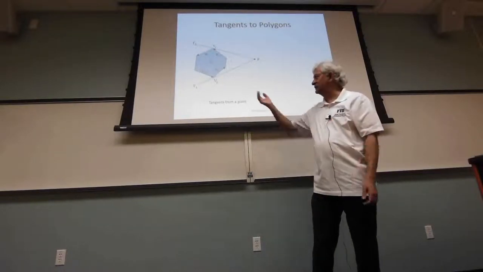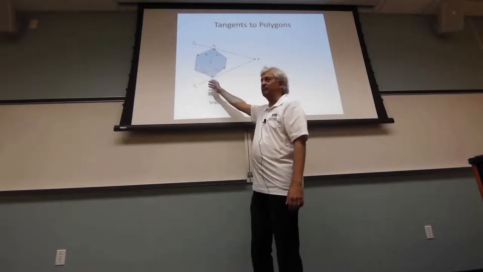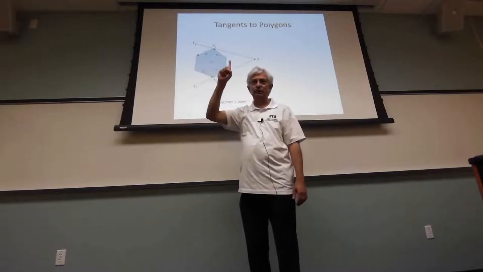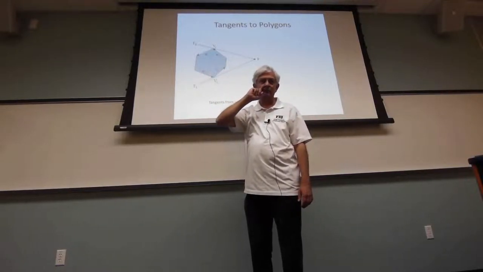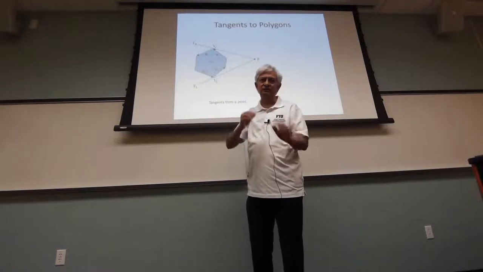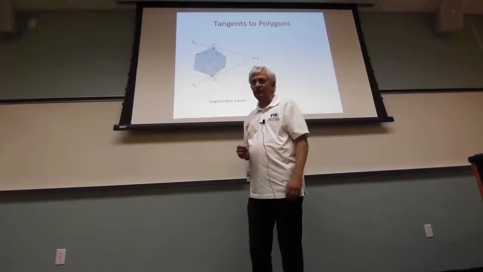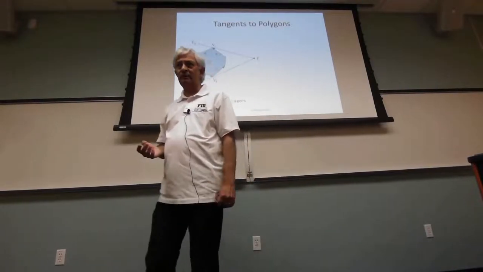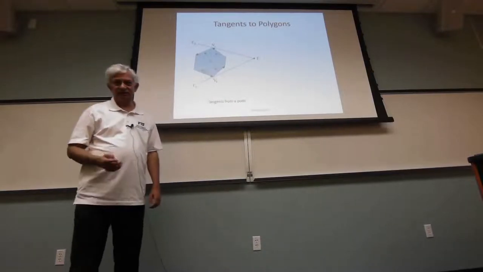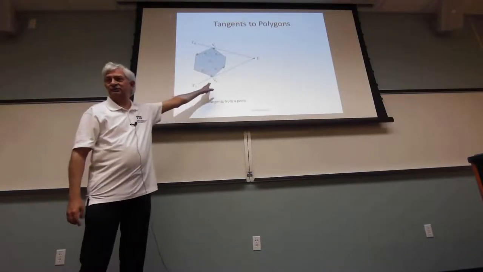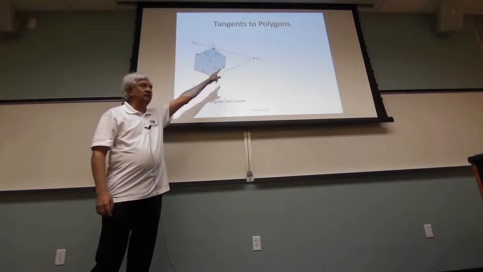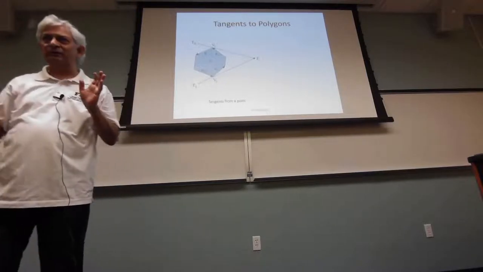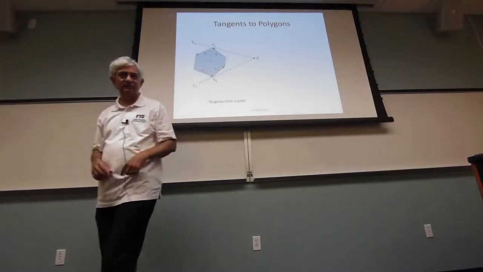What is a tangent? A tangent is something that goes through that point but touches this polygon in only one point. Well, it could touch on an edge, which is okay, but it doesn't touch the interior of the polygon. It touches the polygon, but not in the interior. That's called a tangent. And if you take any point outside the polygon, you should get two tangents for any given polygon. All right? Good with this?